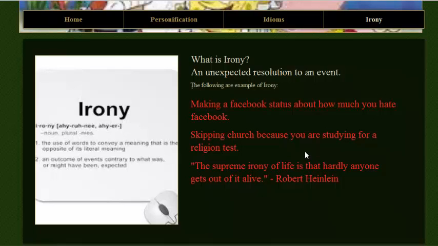We'll be talking about the different types of irony a little bit later, such as dramatic irony and verbal irony, and also situational irony when we discuss the short story, The Interlopers.